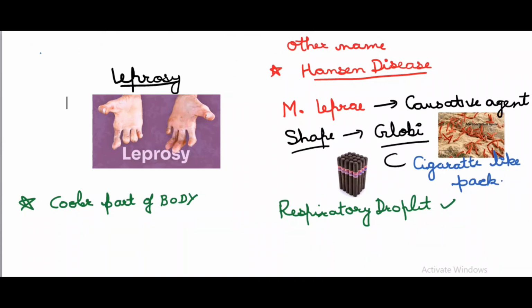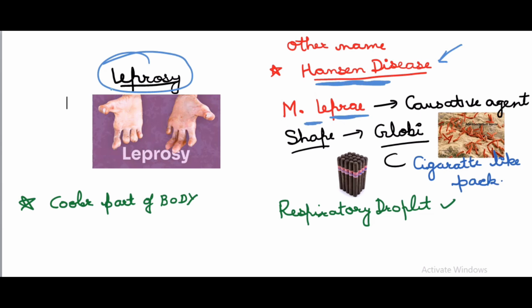So hello everyone, our today's topic is leprosy. So what is the other name of leprosy? It's also known as Hansen disease that you have to remember. And what is the most common organism that causes leprosy? It's the Mycobacterium leprae species.